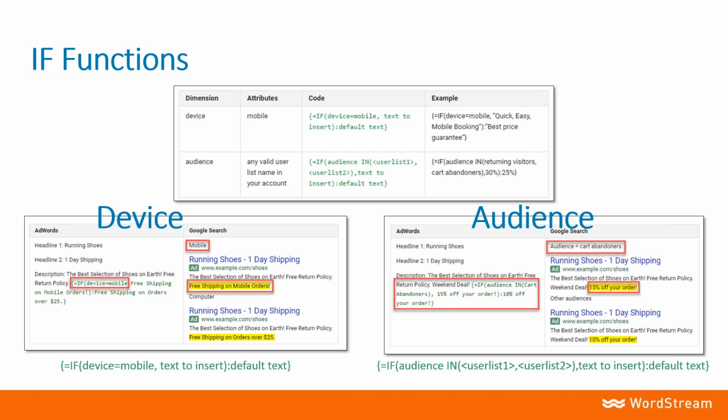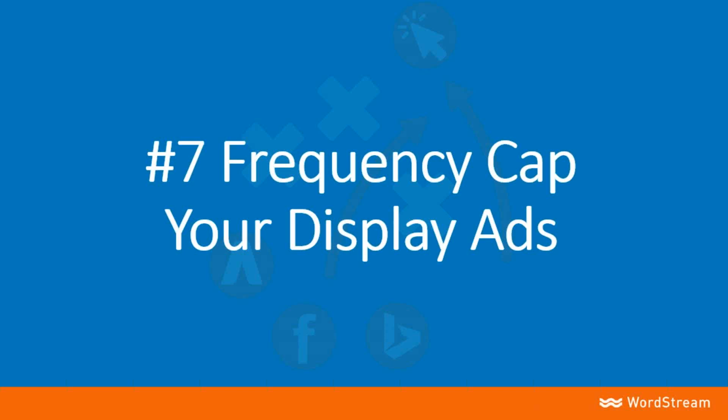I will give you this one caveat. You can't get if function specific performance data for audience ads. You can still segment by device in the dimension tab, and that will give you an idea of how you're performing on mobile versus on computers, but you can't see how your audience specific copy is performing versus your control group.